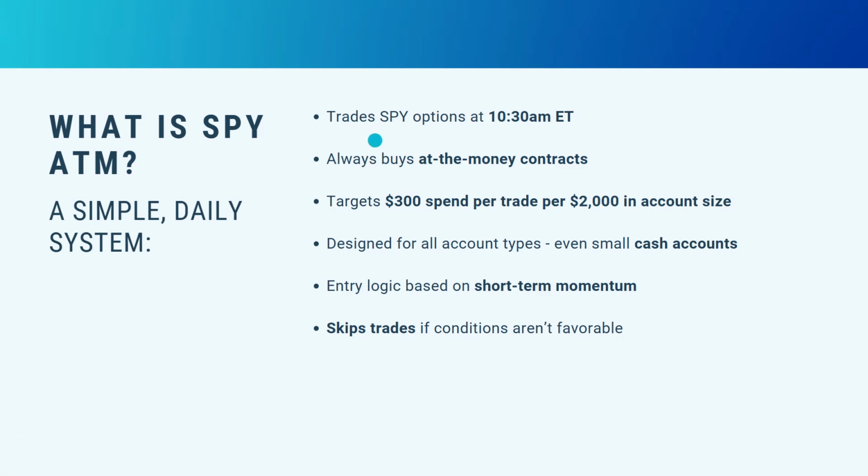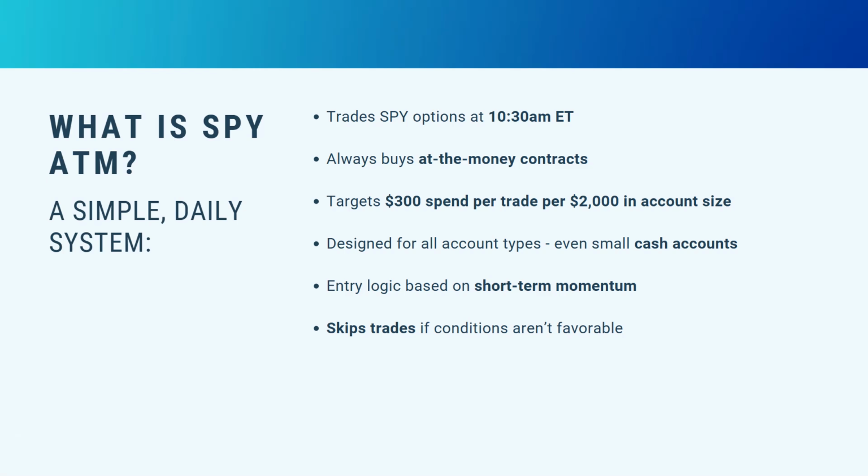So we're always looking at SPY, and you can also do this on SPX. We could talk about that later. It just depends on your account size. So you'll be looking at the same ticker every day. It's always at the same time at 10:30 a.m. Eastern Time, and you know about which contract we're going to be buying. You're not going to have to scroll up and down the options chain. We're looking right at the money, so an at the money call or an at the money put. And the system will target about a $300 spend per trade per $2,000 in account size.